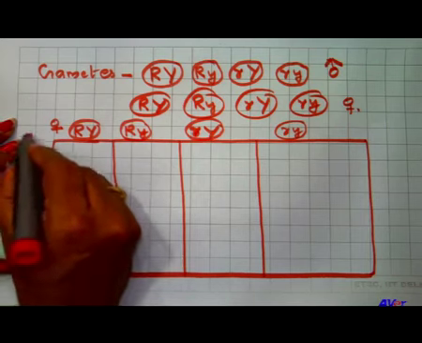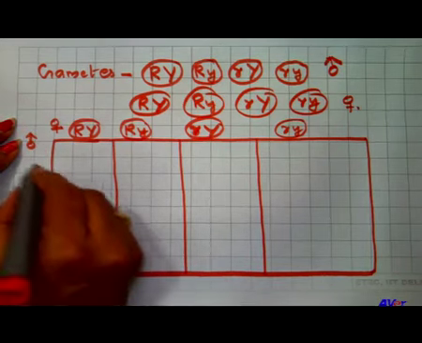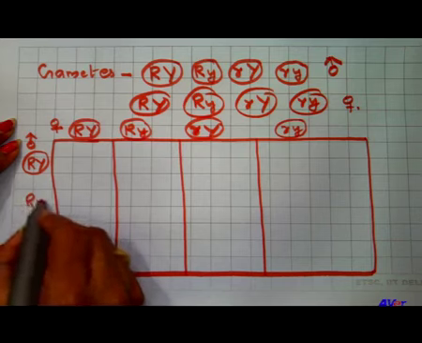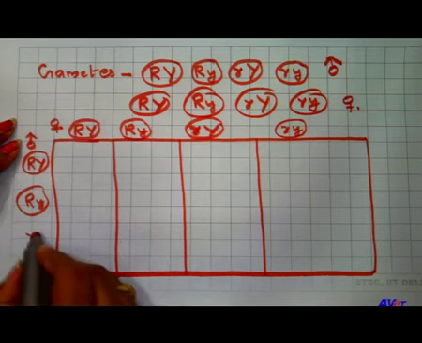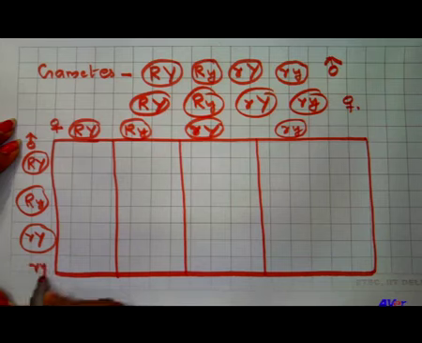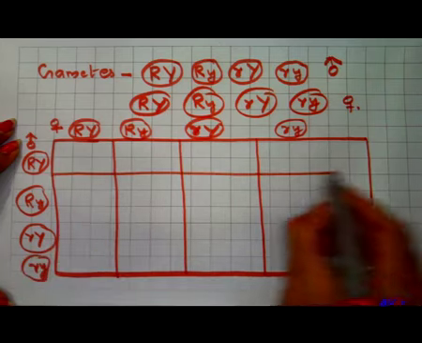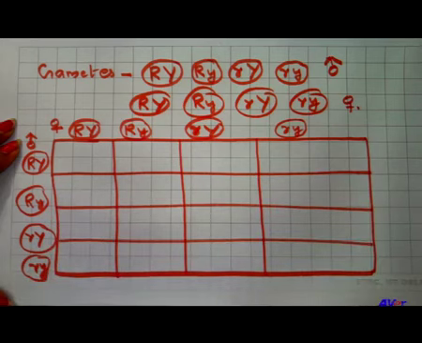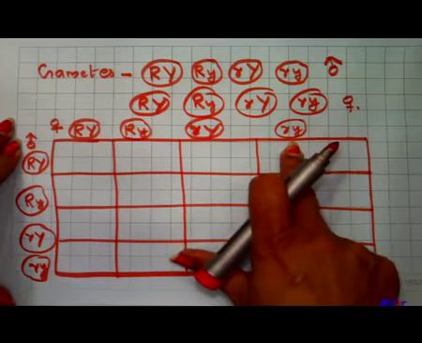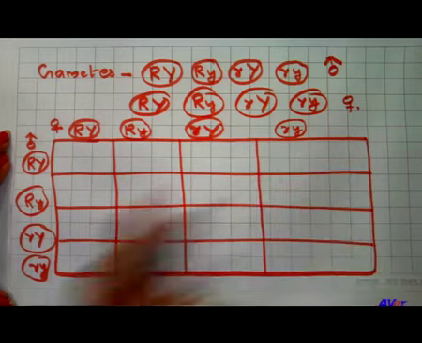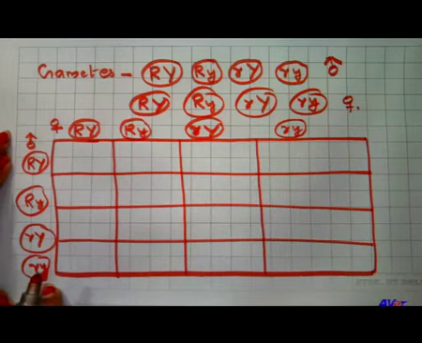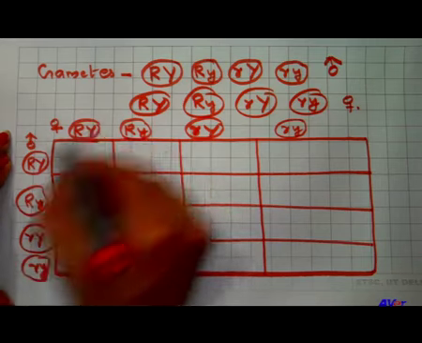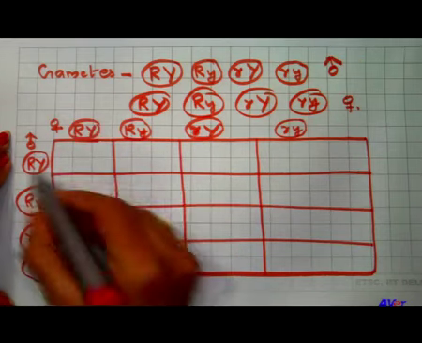Here we will write the male gametes: capital R capital Y, capital R small y, small r capital Y, small r small y. Like this you can write the gametes, 4 gametes on the top horizontal side, that is the female gametes, and 4 gametes on the left hand side, on the vertical side, the male gametes. Now, the union of these gametes.